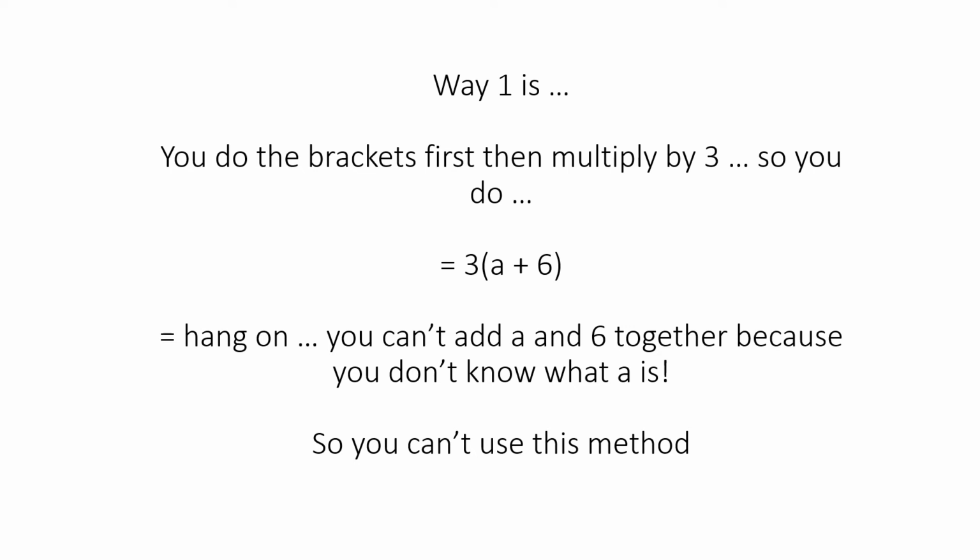It's sort of the same. So let's do 3 bracket a plus 6 bracket. Okay, so way 1 is you do the brackets first, you multiply by 3. So you do 3a plus 6, and then you go, hang on, I'm stuck now because I can't add a and 6 together because I don't know what a is.